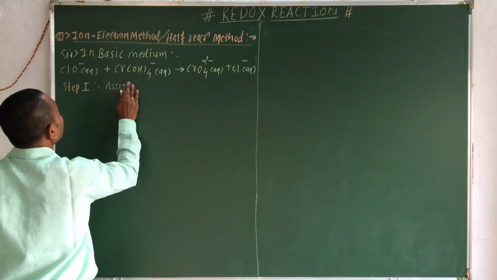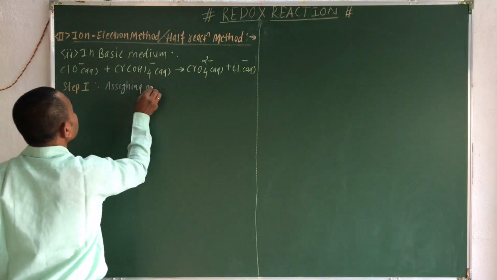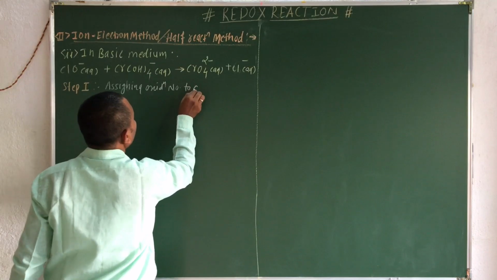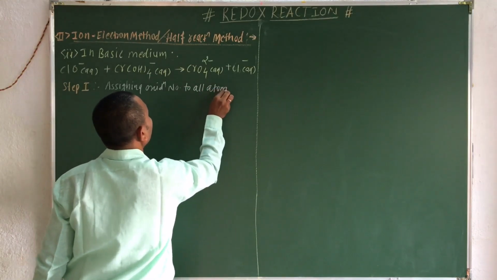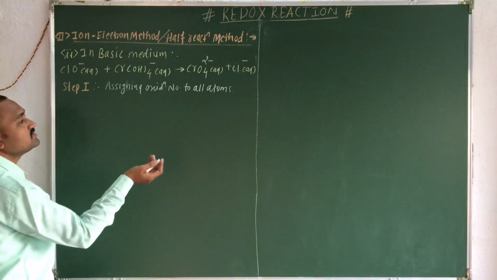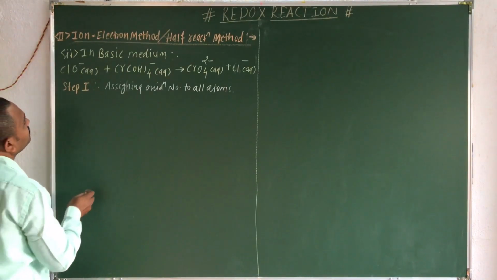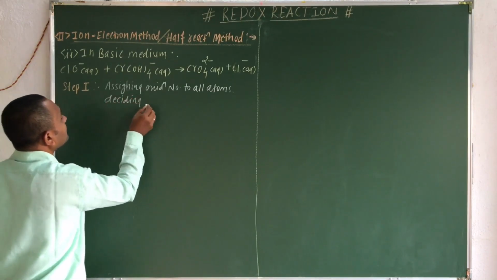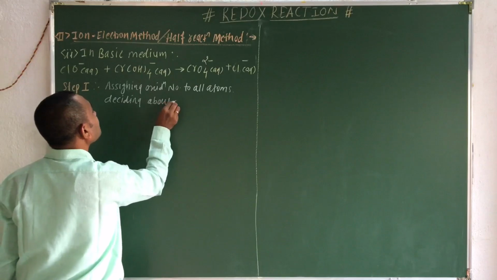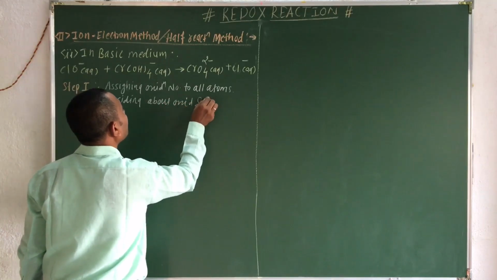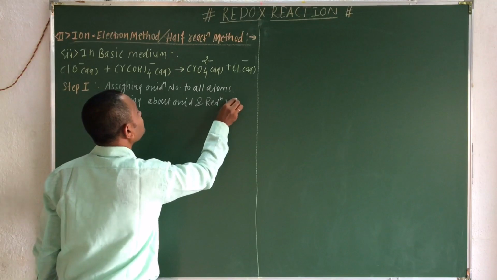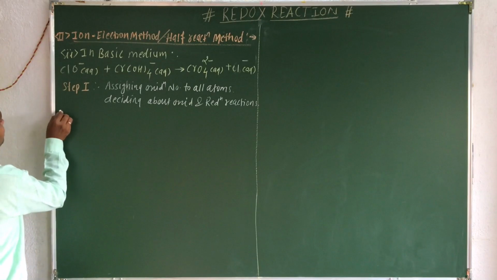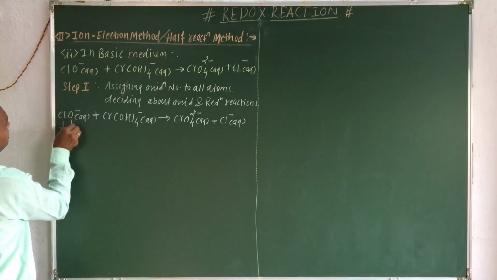Assigning oxidation numbers to all atoms, we will find out which is the oxidation process and which is the reduction process, and then decide about the oxidation and reduction reactions. First of all, we will write down the unbalanced equation as it is. Now let us assign the oxidation number to all atoms.